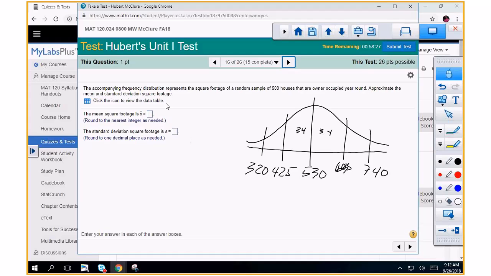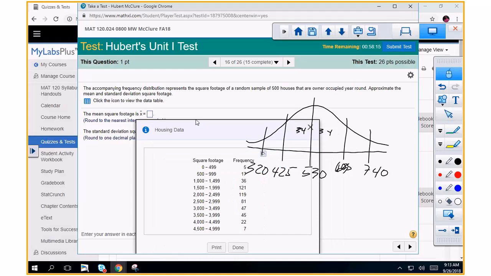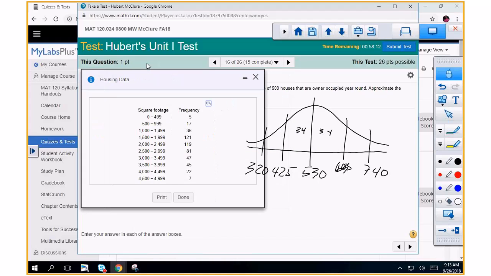The company frequency distributions risk square footage of a sample of 500 houses that are owner occupied and year round. Approximate the mean and standard deviation. Okay, remember us doing this? Mean and standard deviation. So you got to find the midpoint. That'll be X. And then you don't need this anymore after you find X. And then you do F times X. So we did 2 or 3 of these problems. Okay, so they're in your notes. Okay, I'll give you the formula right quick.